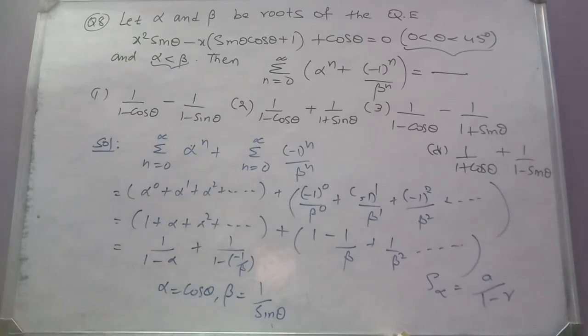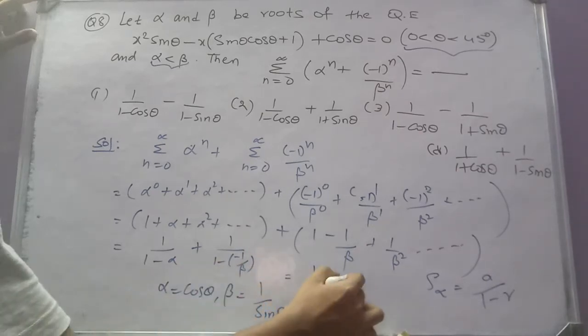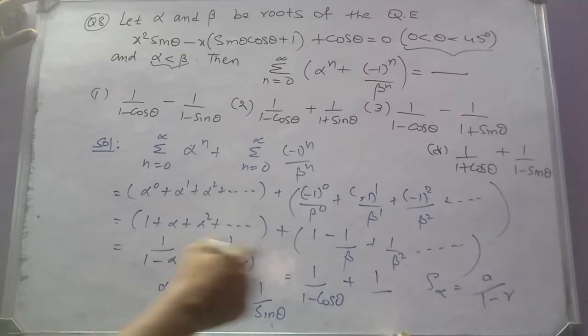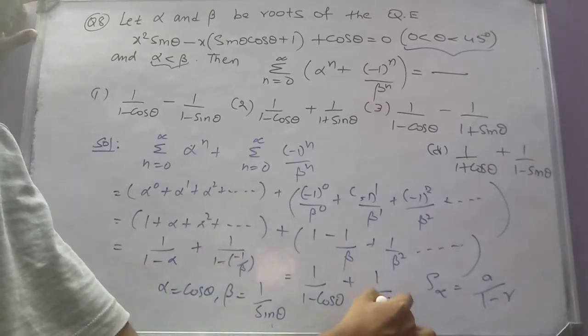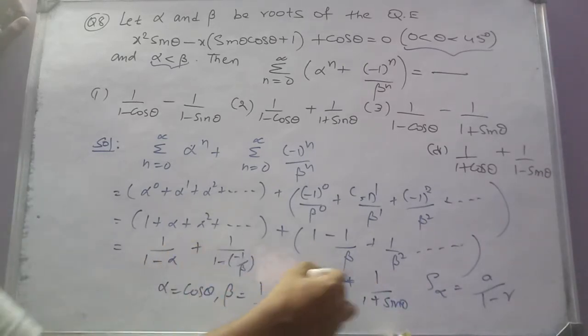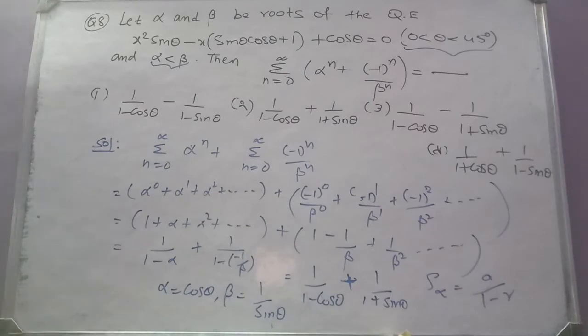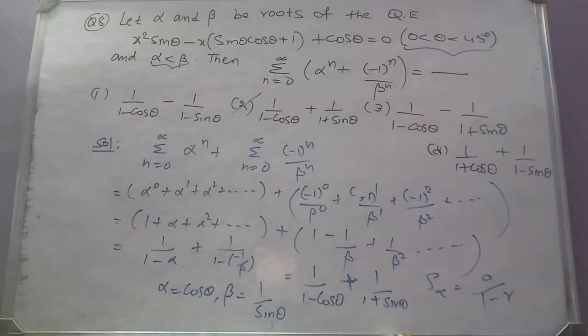Okay. So now you can substitute alpha means cos theta and beta means 1 by sin theta. You'll get your answer. So what is it? Which is equal to 1 by 1 minus alpha is cos theta plus 1 by 1 minus into minus is plus 1 by beta means sin theta, correct? Beta is 1 by sin theta or 1 by beta is sin theta. So this is your option, dear students. So where is it? Clearly it is the second option, right? Second option.